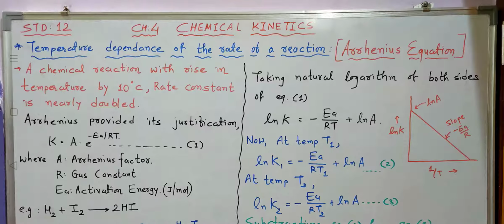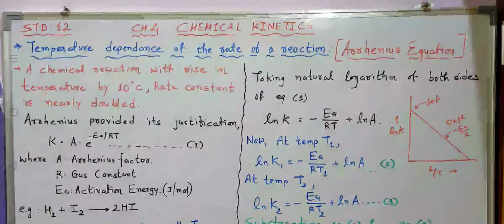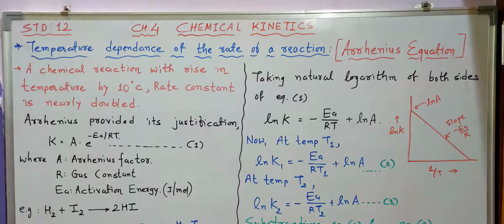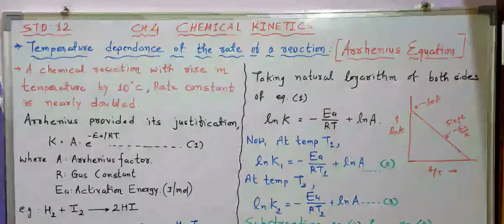See, in this temperature dependence of the rate of a reaction, which is explained by Arrhenius equation, you have to write first statement: for a chemical reaction, with rise in temperature by 10 degrees Celsius, rate constant is nearly doubled. This theorem wants to say that if we increase the temperature by 10 degrees Celsius, the rate of completion of reaction is very fast, or is approximately doubled.